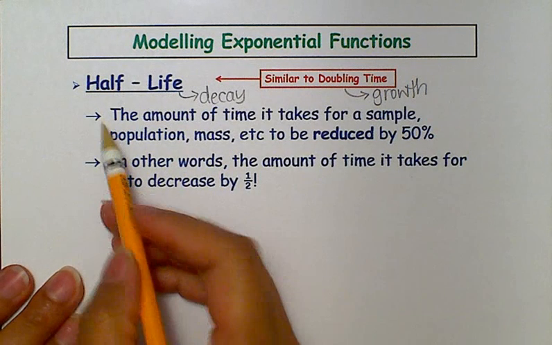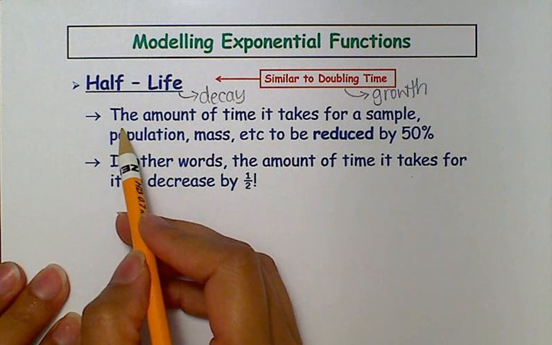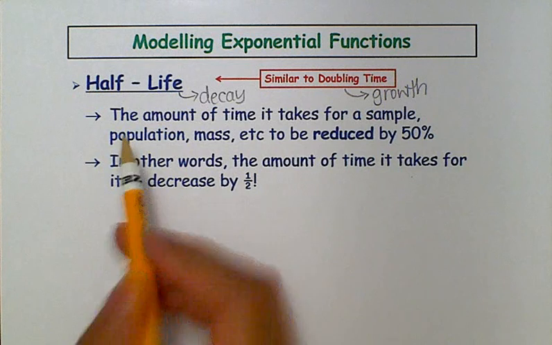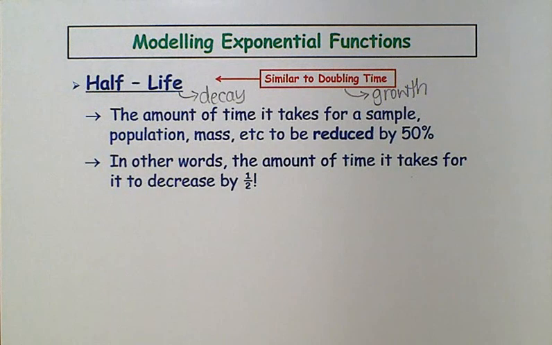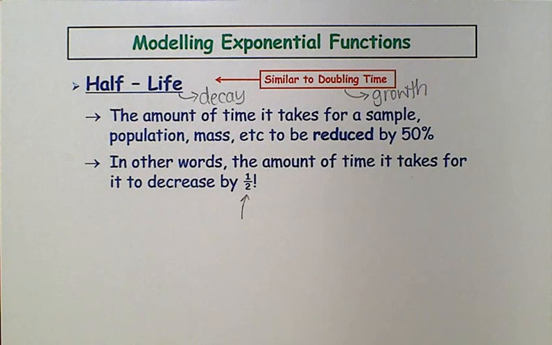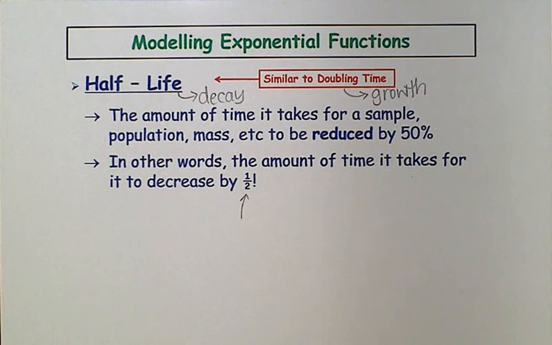Half-life looks at the amount of time it takes for a sample or population or mass, etc., to be reduced by 50%, so half the amount that it was before. In other words, it's the amount of time it takes for it to decrease by a factor of 1/2. So this is what's going to represent our decay ratio. You would need to multiply by half each time to get to the next quantity.